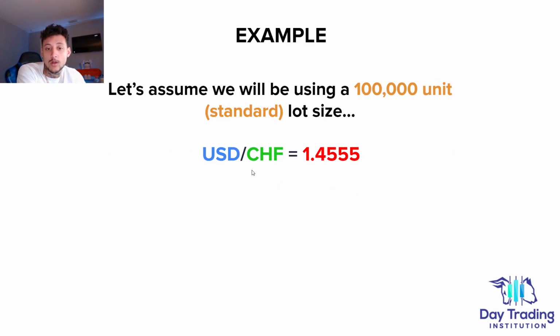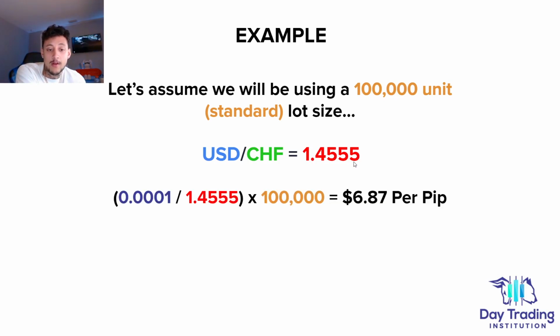Now, let's look at another example without the JPY. Let's assume you're using 1 lot on USD CHF, which is another one of those slower moving pairs. So we have 1.4555 being the exchange rate. Now we add that extra decimal place. That's going to be $6.87 per pip.